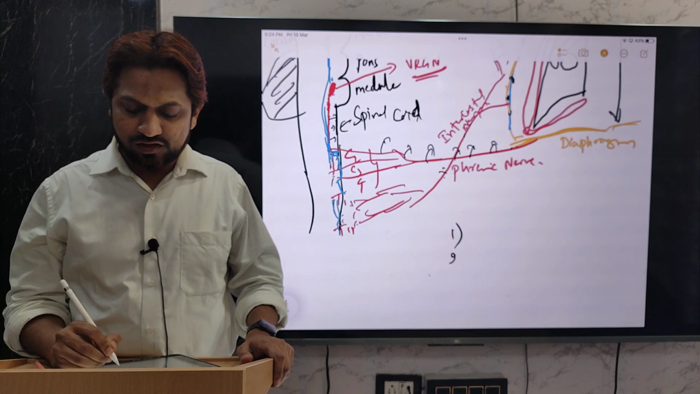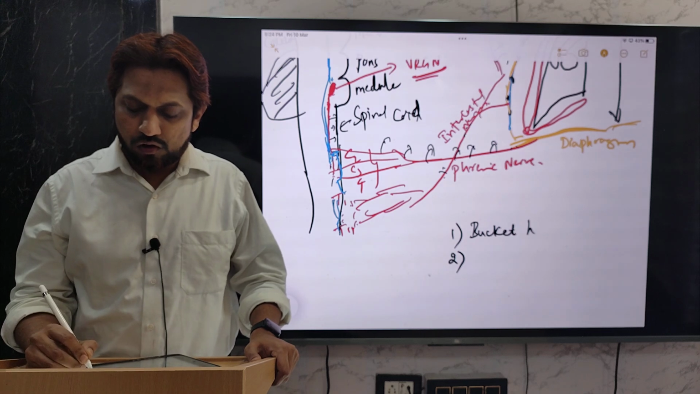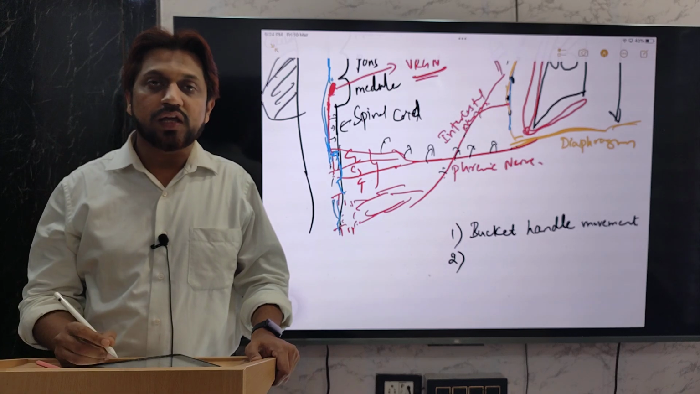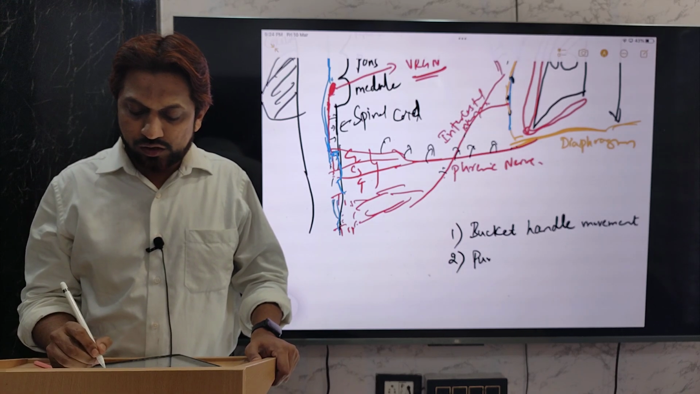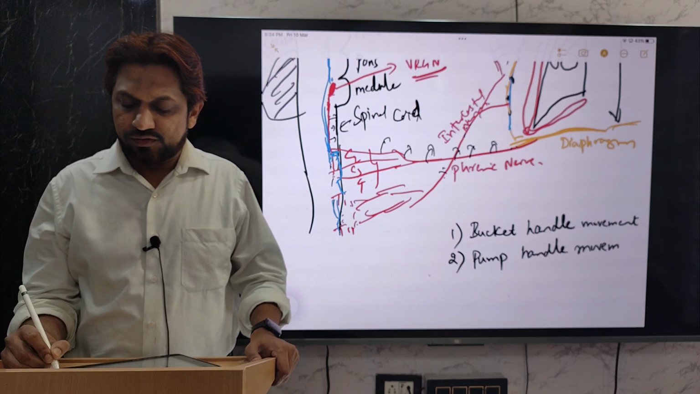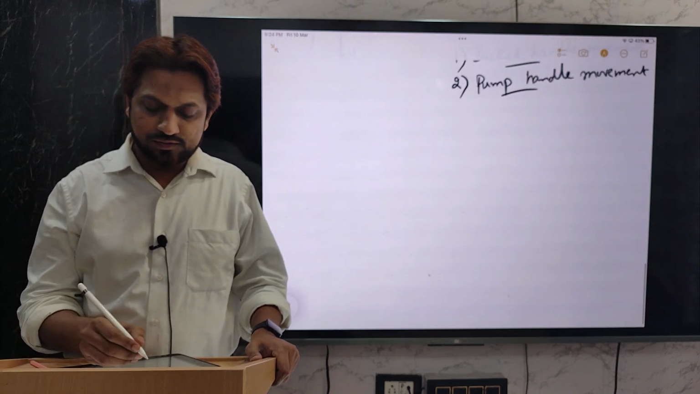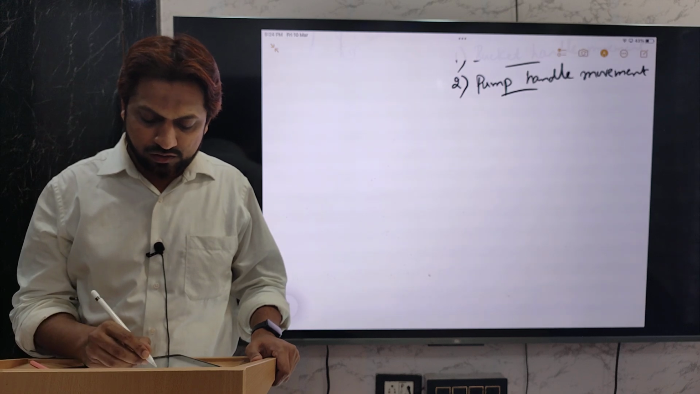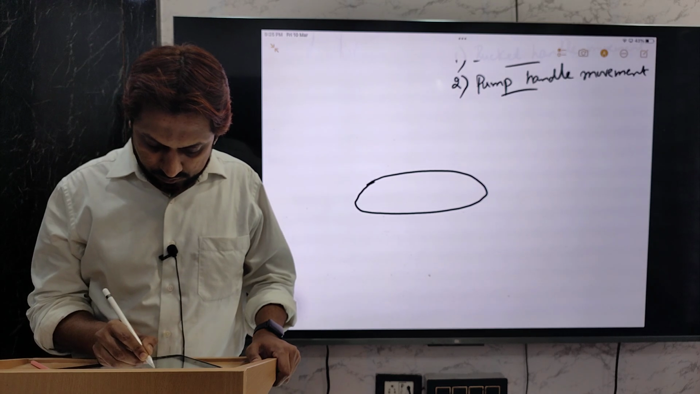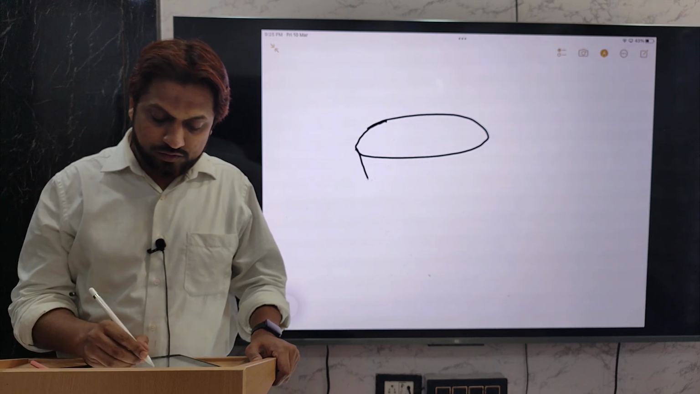Basically it is explained by two important movements. One is the bucket handle movement of the rib cage, and another one is the pump handle movement. So what are the bucket handle movement and the pump handle movement? Let's consider this as a bucket. I will draw just a rough diagram of a bucket.